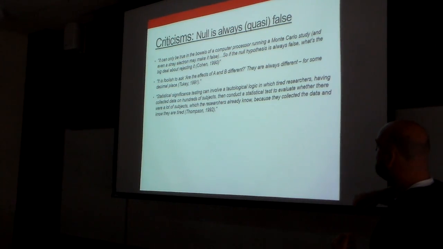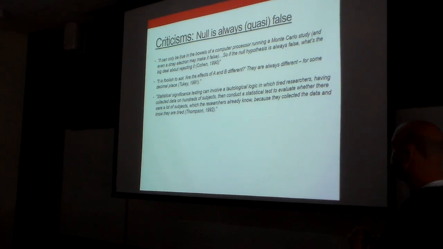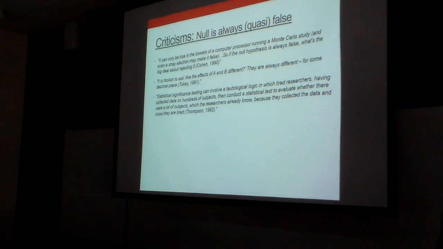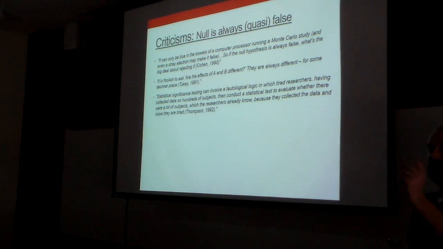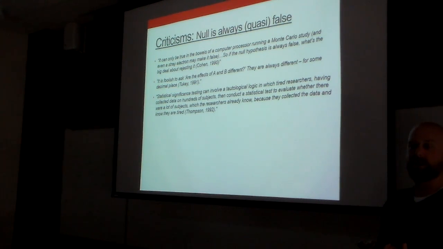This is my favorite. Statistical significance testing can involve a tautological logic in which tired researchers, having collected data on hundreds of subjects, then conduct a statistical test to evaluate whether there were a lot of subjects, which the researchers already know because they've collected the data and they know that they're tired, right? This is an excellent example, right? We found with our sample of 36 that we failed to reject the null hypothesis. We don't have enough evidence to say that there's a difference. But if we get enough people, if we maintain that same difference, it's going to be significant, right? And so functionally what ends up happening is our significance tests are basically a function of did I get enough people to claim statistical significance.